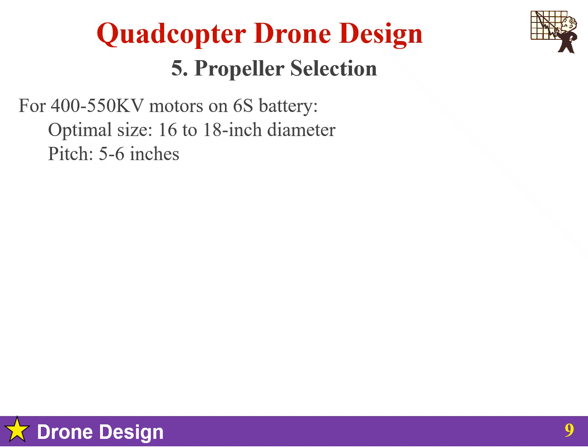First would be the pitch selection strategy. 5-inch pitch: maximum efficiency for hovering applications, lower power consumption, quieter operation. The 6-inch pitch: higher speeds for mapping or survey, faster cruise speeds, increased power consumption.